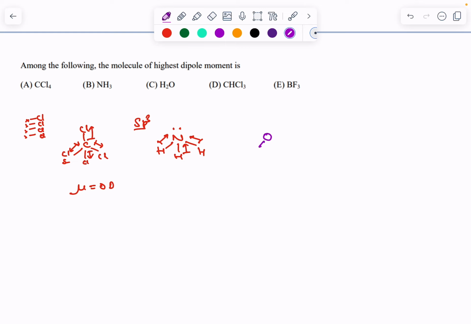If you take water, also sp3 hybridization, only 2 lone pairs are there. The lone pairs are here like this on the oxygen in water. Now hydrogen is less electronegative than oxygen, so oxygen pulls electron density from hydrogen. So the dipole moment acts towards the oxygen. So overall negative charge increases here, and a net dipole moment is there. Here positive charge, here negative charge.